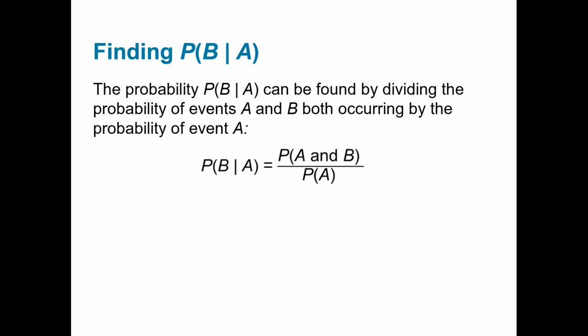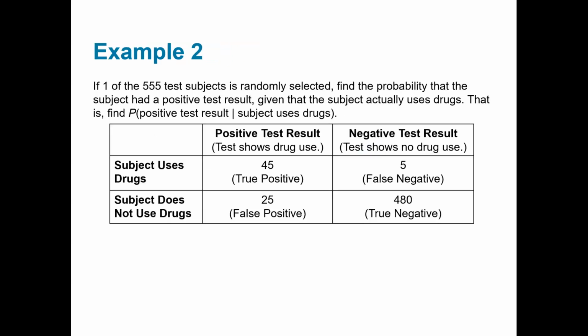So how do we actually find it? It's this formula here. And remember, with ands, we do need to be careful about independent and dependent. And so we just need to be mindful of finding this probability. We'll find the probability of A and B, and then divide it by the probability of A. So we're going to do two examples, and then you'll do a you try.